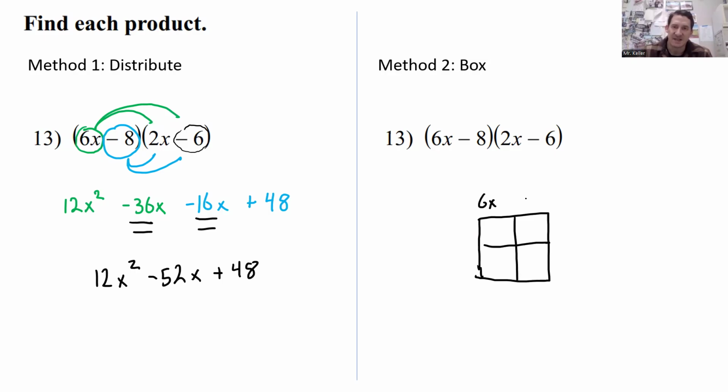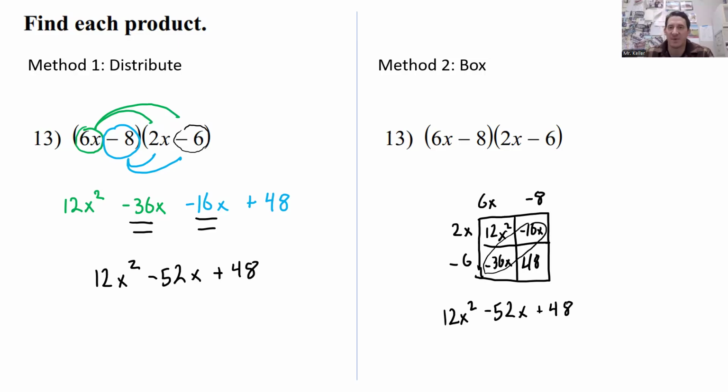So 6x minus 8, this would be 2x minus 6. So 2 times 6 is 12. X times x is x squared. 2 times negative 8 is negative 16x. 6 times negative 6 is negative 36. Don't forget the x. Negative 6 times negative 8 is positive 48. Combine like terms here that are kitty corner. So that's going to be negative 52x. Bring down the rest of the polynomial. 12x squared minus 52x plus 48.